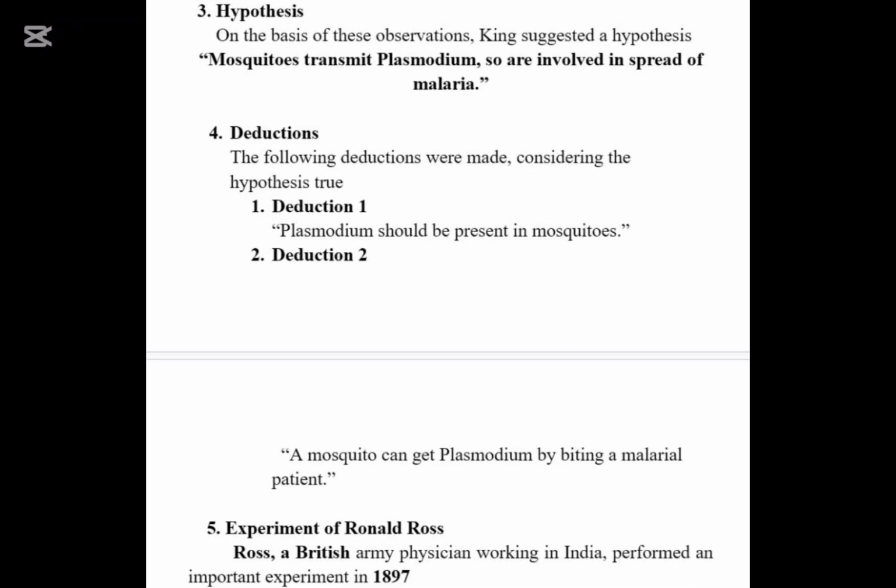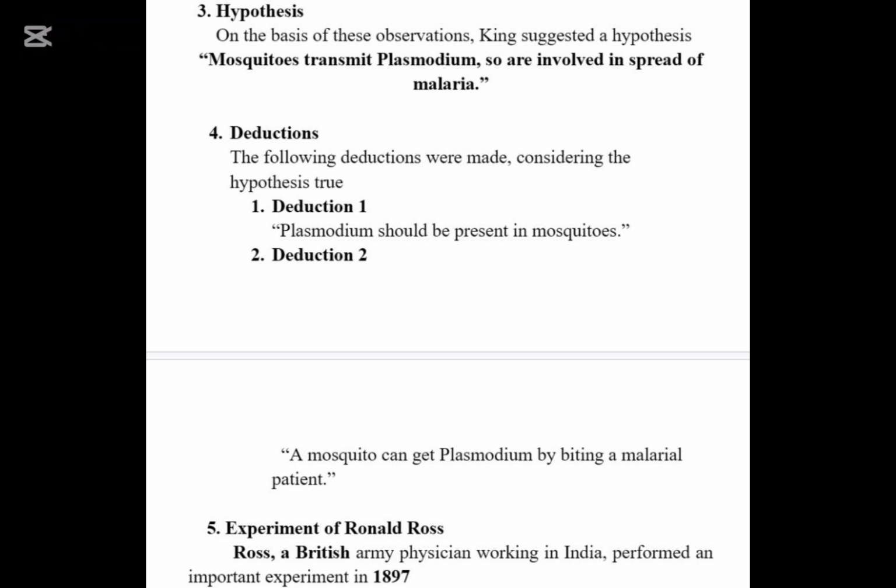Next step is hypothesis. Based on these observations, King made a hypothesis. A hypothesis is an educated guess. His hypothesis was mosquitoes transmit Plasmodium, so they are involved in the spread of malaria. Okay, so next point is deduction. If this hypothesis is true, then some things must also be true. They are called deductions. So, deduction 1 is Plasmodium should be present inside mosquitoes. Deduction 2 will be a mosquito can get Plasmodium by biting a person who has malaria.